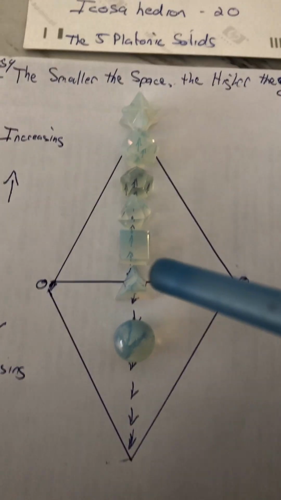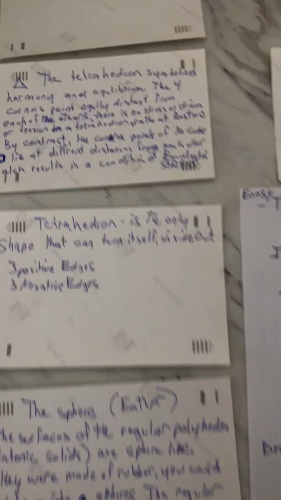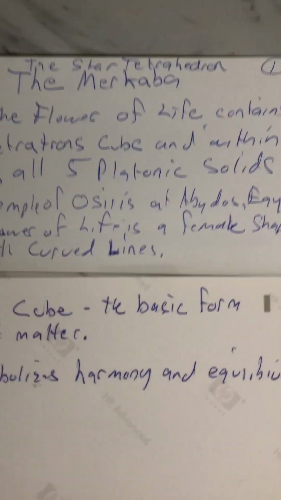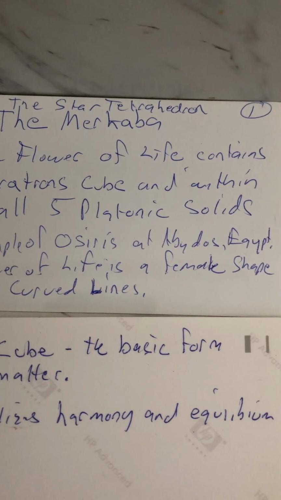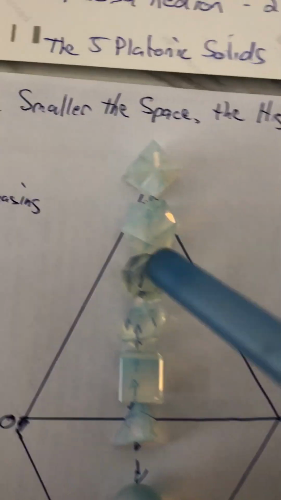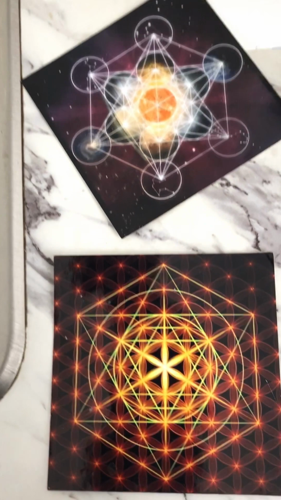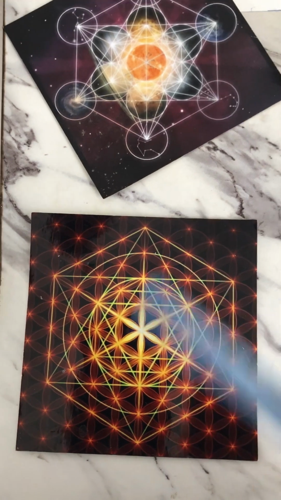So as you keep stepping up through the 5 platonic solids, until you get to that star tetrahedron, the Merkaba, it's the flower of life, and that thing contains all of Metatron's cubes, and within it, all 5 platonic solids. So all these suckers are in this one. So, real interesting things happen when you start to spin that thing, because here at the center, you see the flower of life pattern. That 6-pointed star.